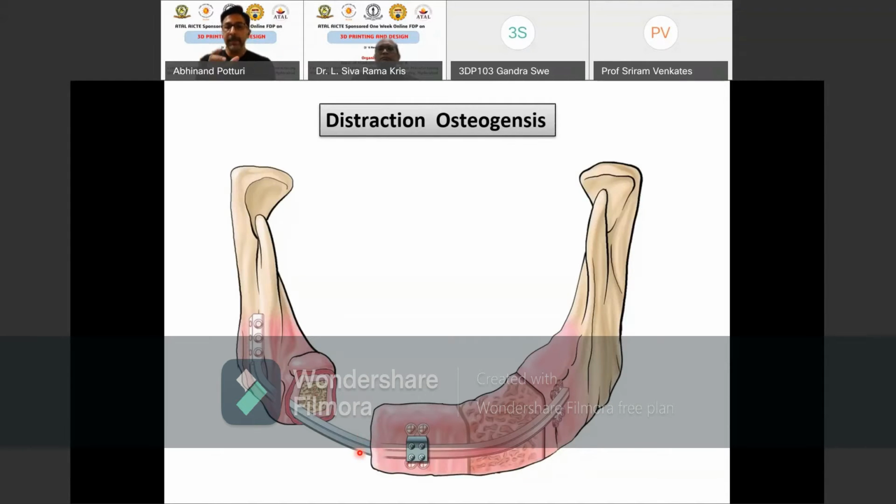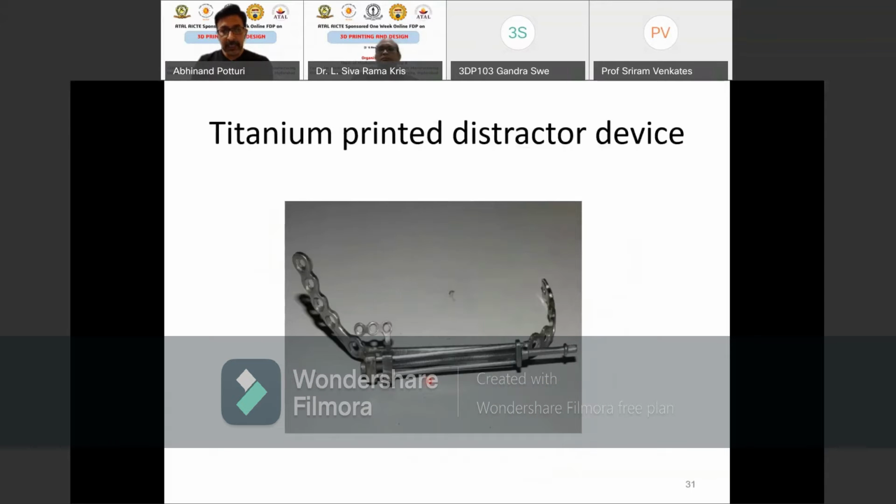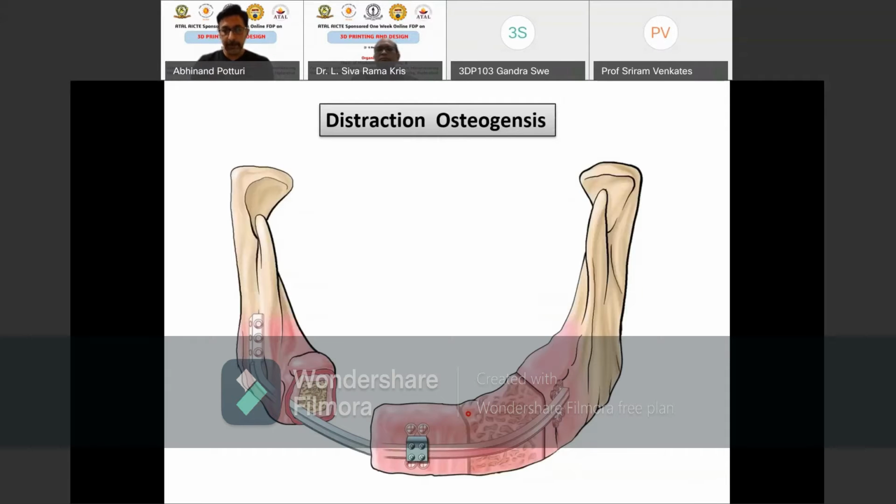This can happen when we have small defects, not a big defect, then we have to take bone from the leg. But whenever there is a small defect, we can use this. But this is printed using 3D reconstruction. This is a custom-made thing for the patient. For this particular patient, we printed it.